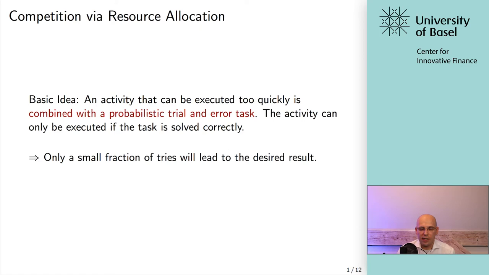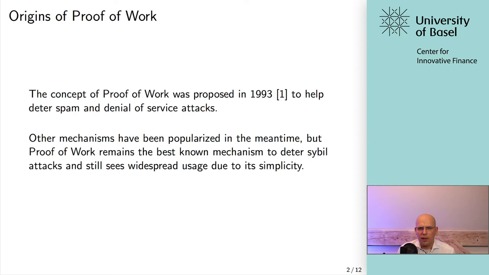So the concept goes back to a 1993 paper of Dwork and Naor, and they used a very similar approach to combat spam email and denial of service attacks. There again, you have an activity that can be executed way too fast, and that is sending email. Most people, when they're using email in a legitimate way, will never reach any capacity constraints. You maybe have a few dozen or maybe a few hundred mails a day.